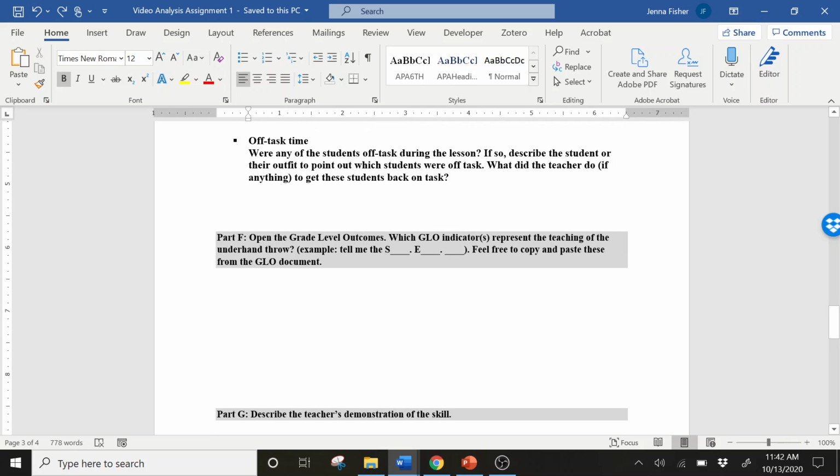Part F, sorry, open your grade level outcomes document. With this grade level outcomes document, which indicator is most appropriate for the underhand throw?